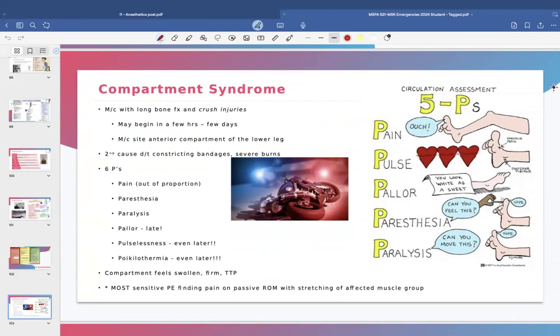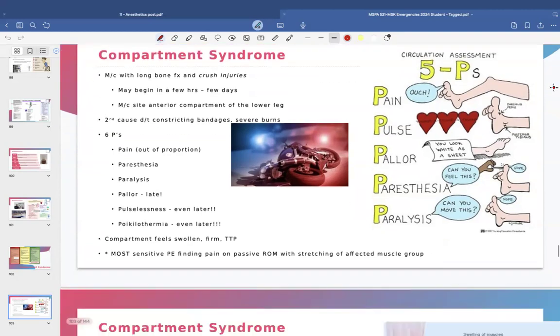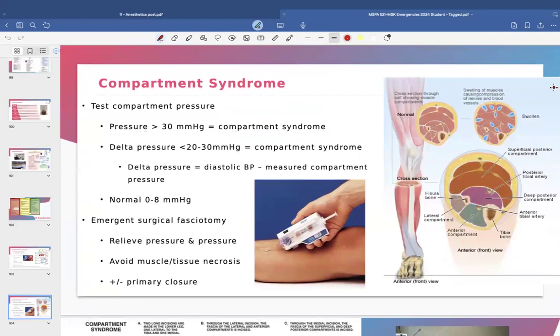You can think about it as, for most common, you see people with those big cuts on their shins. The lower leg is a pretty common cause of that. This is going to be your long bone fractures or your crush injuries. Sometimes it takes days for these things to develop, depending on how much swelling in the area. Most sensitive physical exam finding is pain on passive range of motion, the stretching of the affected muscle group. The way we test for these things is this fun little Stryker gauge, where you are checking their compartment pressures.